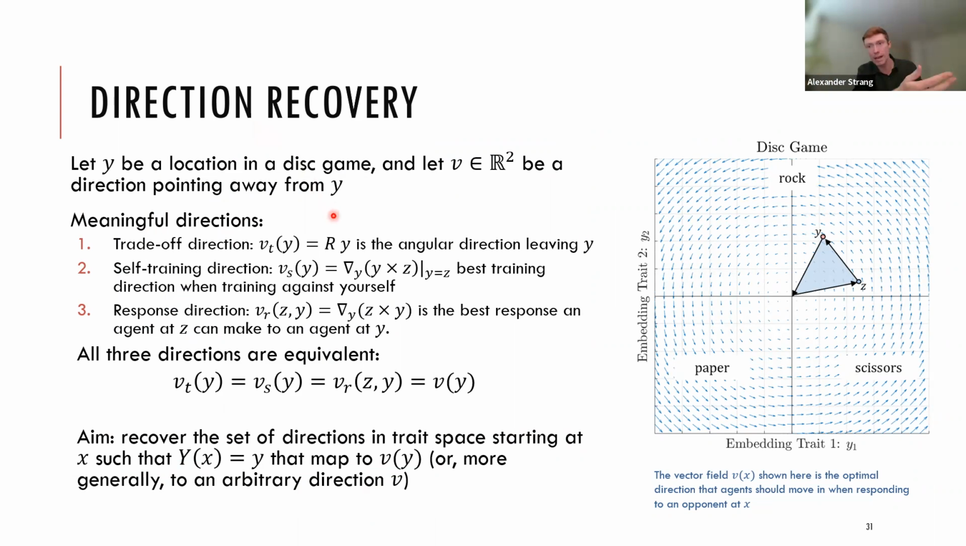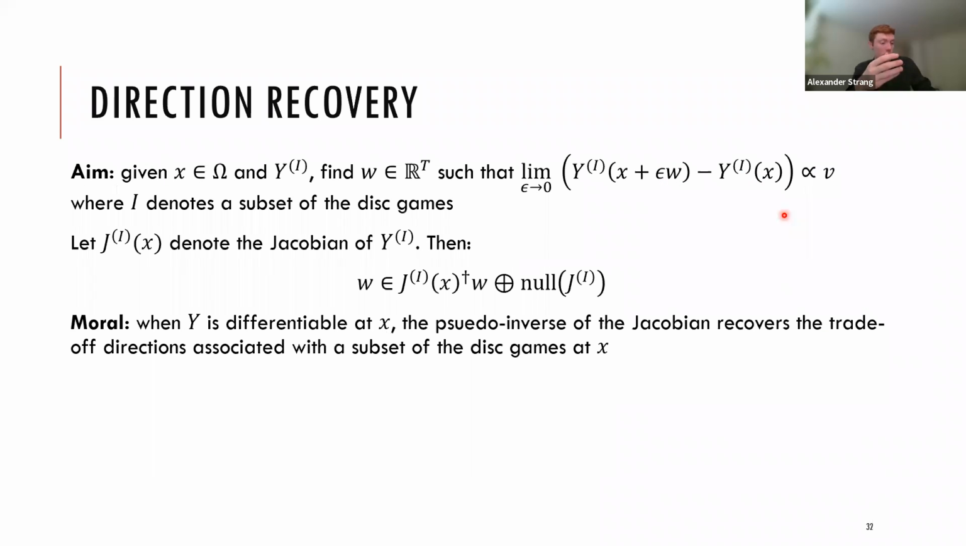So if I have a smooth, or differentiable, mapping Y, then I can pick some particular direction V in a disk game starting from a coordinate, and you can pick that based on different criteria. Maybe you look for the direction that best represents this circulating flow. You could pick it to be the optimal self-training direction, or the optimal response direction. These are actually all the same thing. Then you would try to recover a direction in trait space that maps to that direction in the disk game space. And that's the type of thing you can do by exploiting the differential geometry of the mapping.